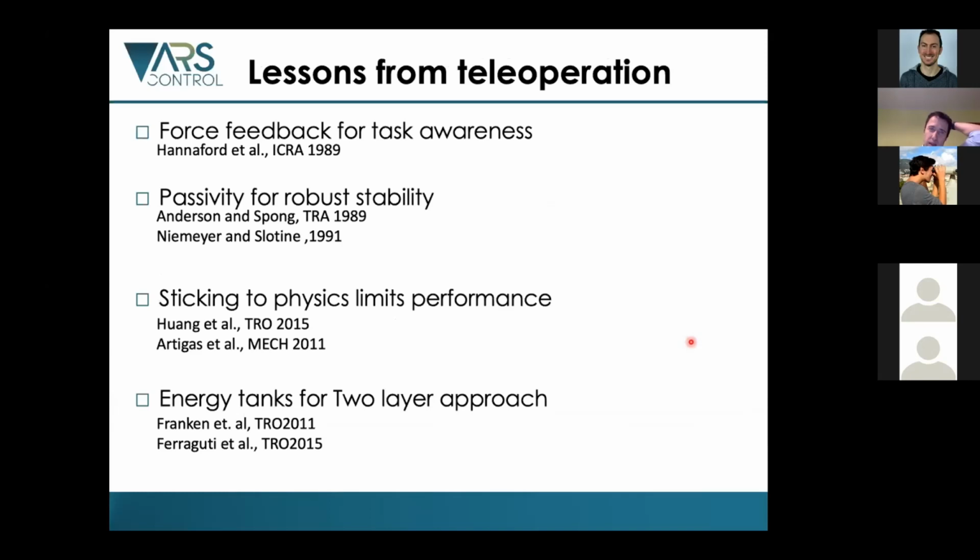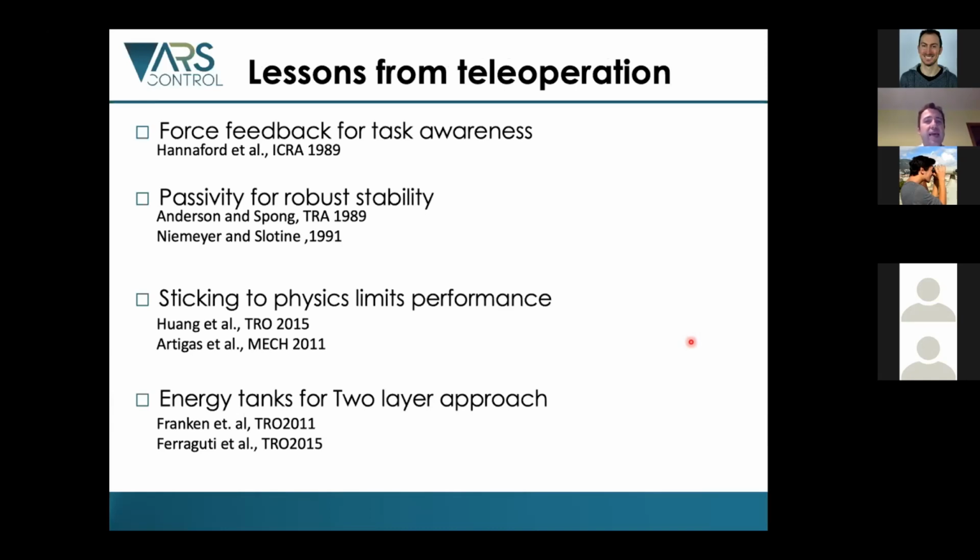So, well, I believe that we should not forget teleoperation, which is in some sense the first human-robot interaction system that has been developed in robotics. Over the years, several major advances in the understanding of human-robot interaction have been made. For example, since the early 80s, there have been many experiments showing that force feedback is very useful for task awareness.